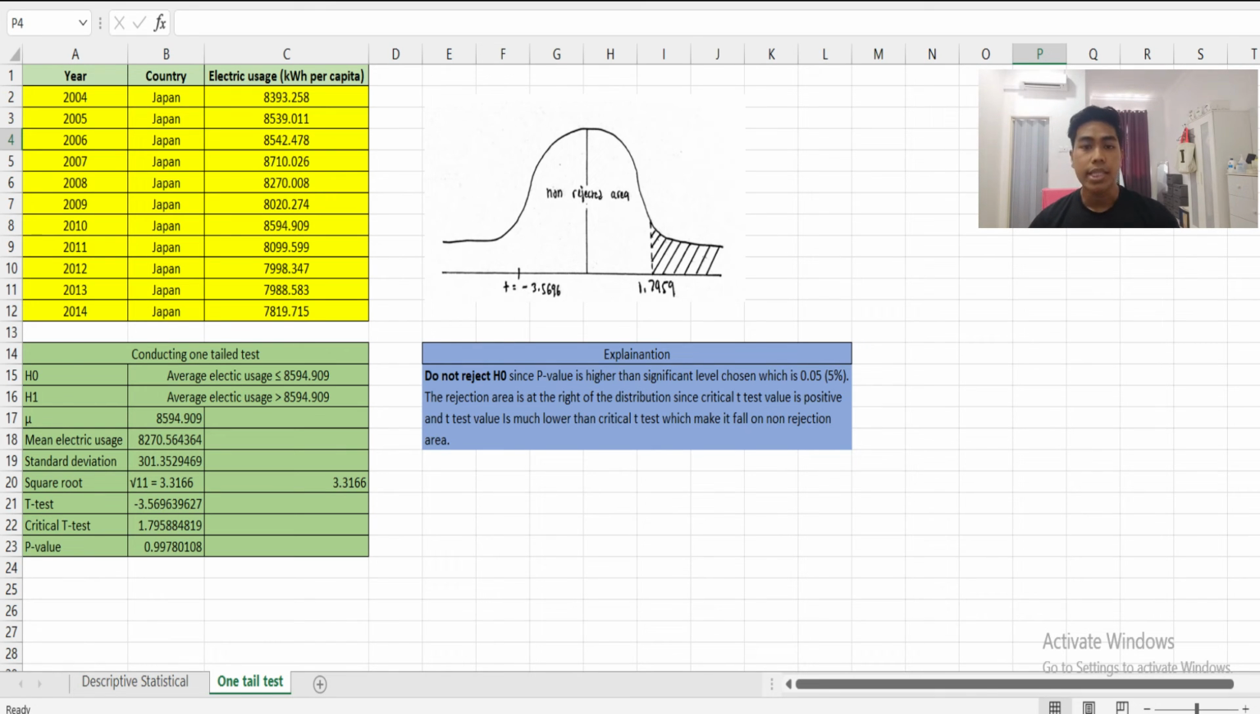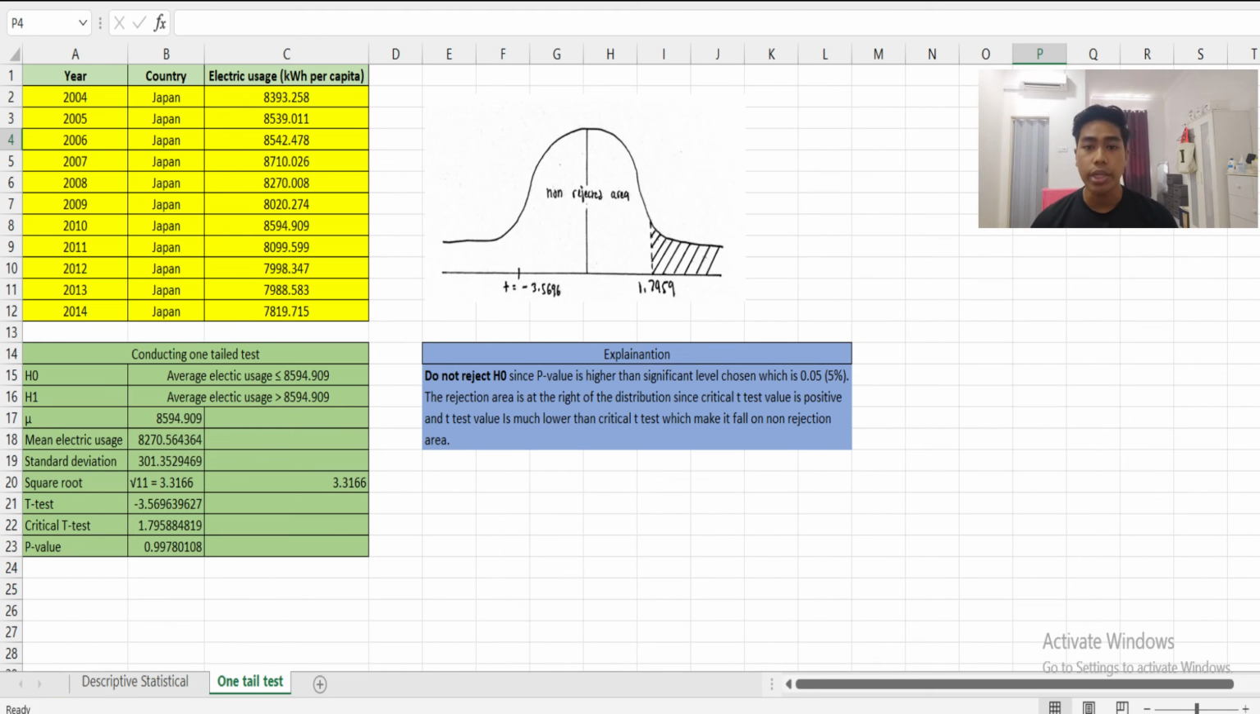The third step is to calculate the test statistic, which is done using the formula. This is how you can find the t statistic, p-value, and critical t-statistic. The fourth step is to determine the decision rule, from which you can determine whether to reject or not reject your hypothesis.